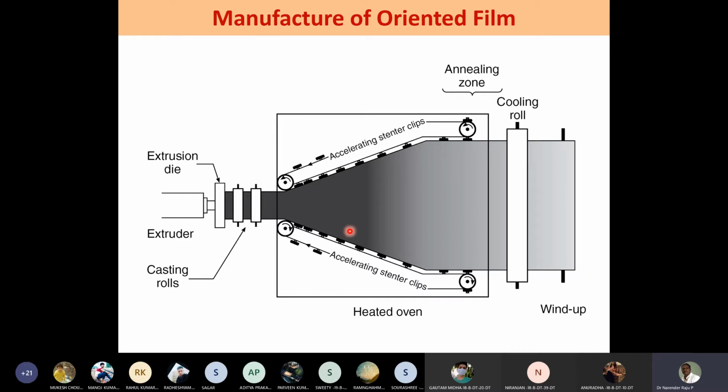When it is still hot, you can stretch it. That still hot film is stretched, and once it is stretched, if you leave it at that temperature, it shrinks. We don't want that shrinking, so immediately we pass it through a chilling roll where the stretched material retains its stretched length. This is called an oriented film.